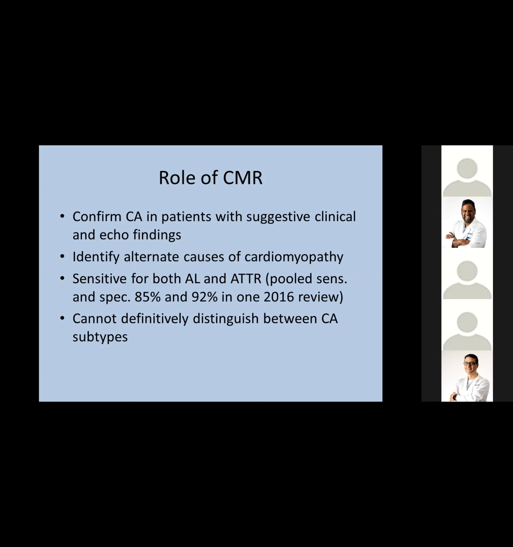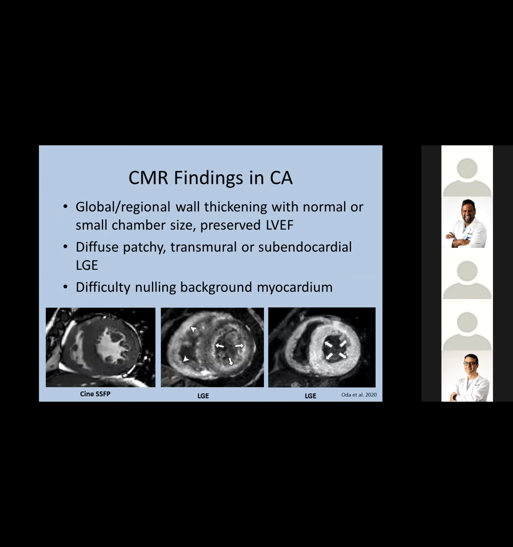So we use it as more of a disease detection and characterization. And the other important thing with CMR is that it can identify other causes of cardiomyopathy that may present similar to amyloid. So that's one of the key things as well. The typical findings that we see in MR are diffuse wall thickening, and that often involves multiple chambers, not just the left ventricle. Sometimes you can see just regional thickening, often involving the septum. Usually has preserved EF in small chamber volumes until late stages of disease, and then it becomes dilated.